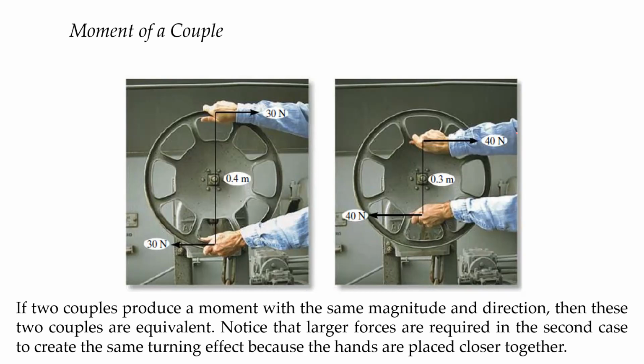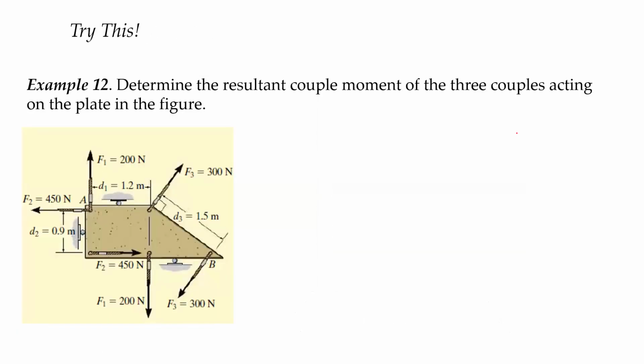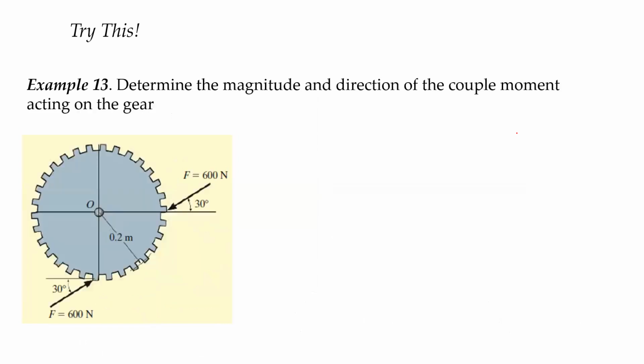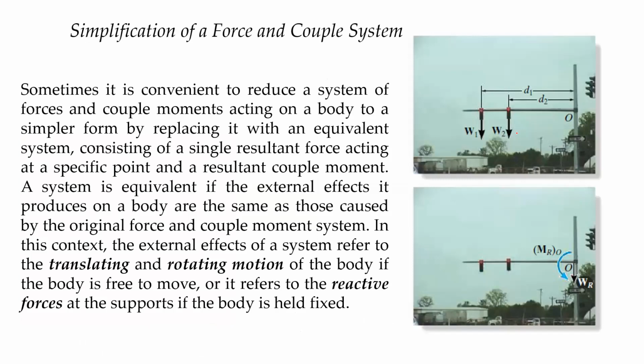Notice that larger forces are required in the second case to create the same turning effect because the hands are placed closer together. So when I say they are equivalent, because if you multiply 30 times 0.4, that creates a 12 Newton meter moment. And if you multiply 40 with 0.3, it still causes a 12 Newton meter moment. Okay, so a video for 12 is provided, 13 as well.